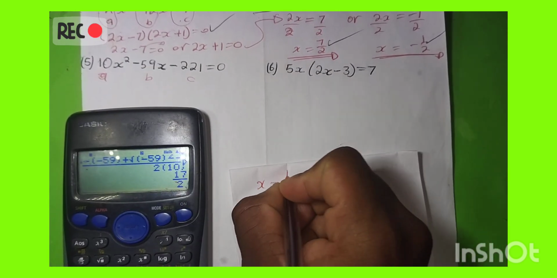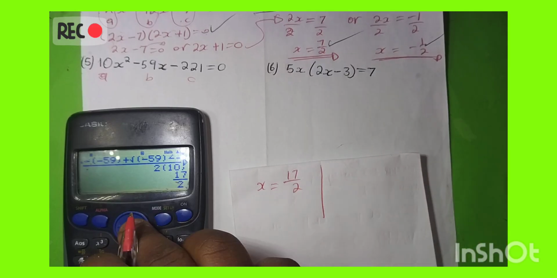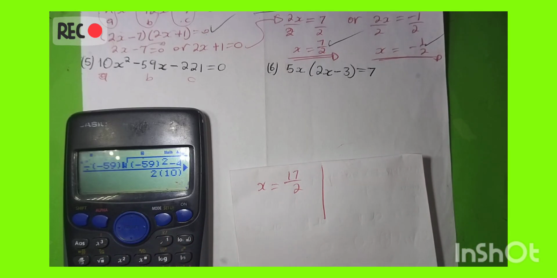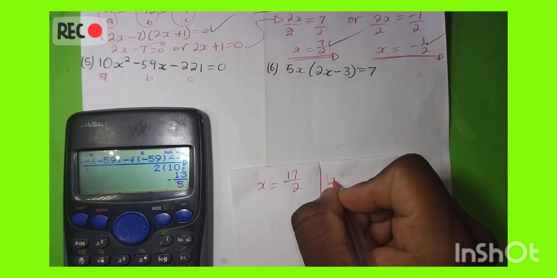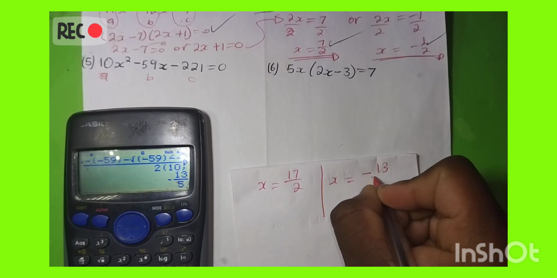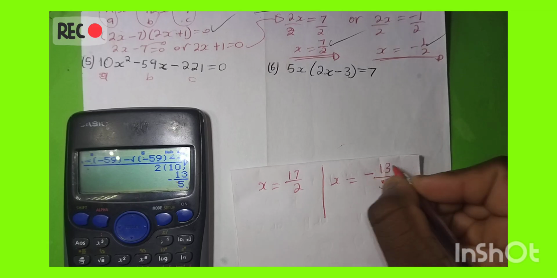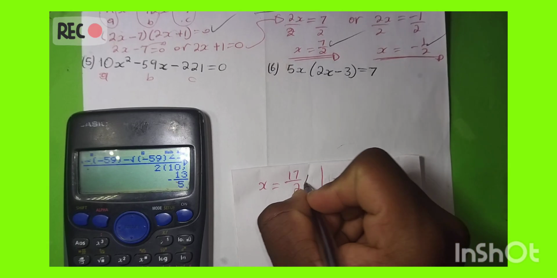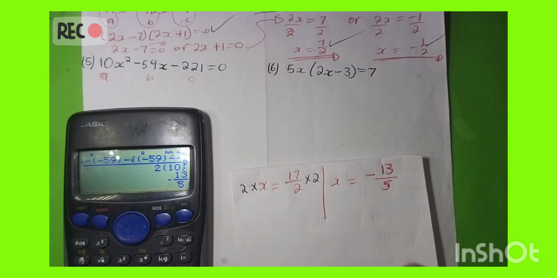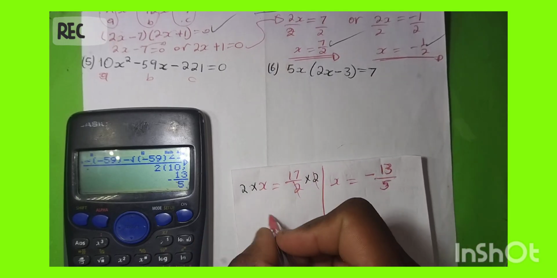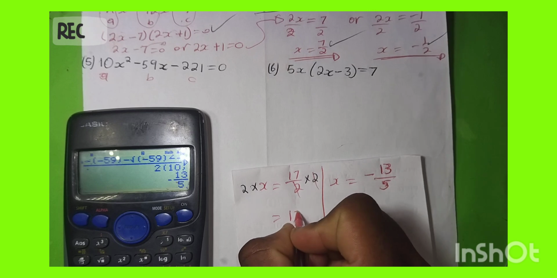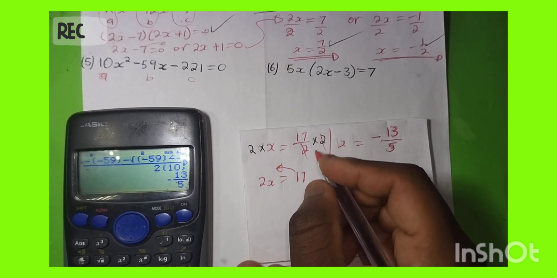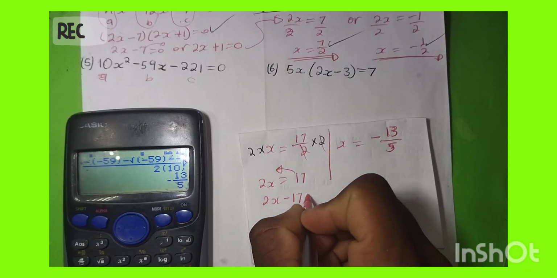Our first answer is 17 over this. What about the second answer? Let's change this to be negative. Here's my second answer, which is minus 13 over 5. Do you see? So what do we do? To remove this fraction, you multiply by 2, so that the 2s get cancelled, or use your calculator, you will get 17, and here you'll get 2x. Take this thing to the other side, so that it will be minus.